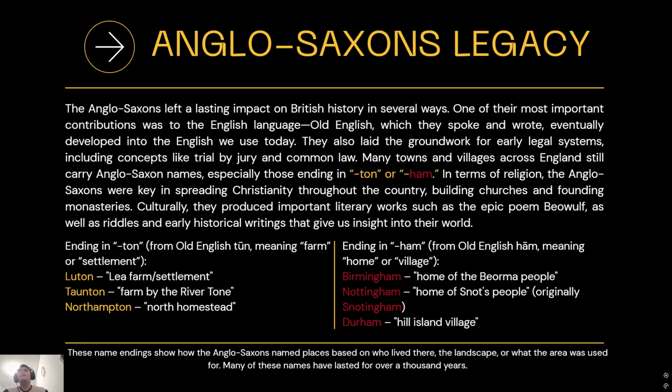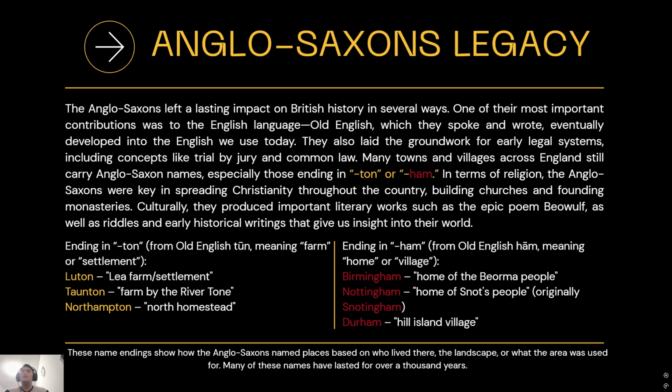These are examples of towns ending in "ton", from Old English "tun" meaning farm or settlement: Luton, leek farm or settlement; Taunton, farm by the River Tone; and Northampton, north homestead. And then there are also some towns ending in "ham", from Old English "ham" meaning home or village: Birmingham, home of the Beorma people; Nottingham, Snot's home; then Durham.